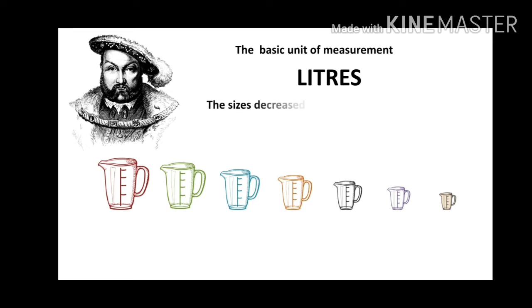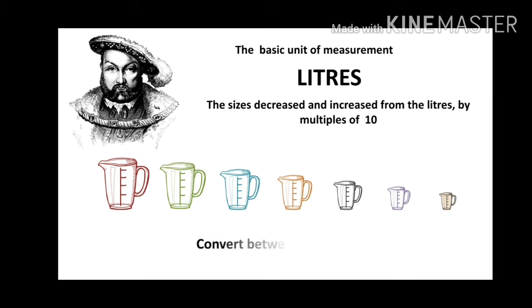So the sizes decrease or increase from the liter size by multiples of 10. As you can see, 1/10, 1/100th, 1/1000, or 10 times, 100 times, or 1000 times. Whenever we want to convert these sizes, we have to either multiply or divide by 10.